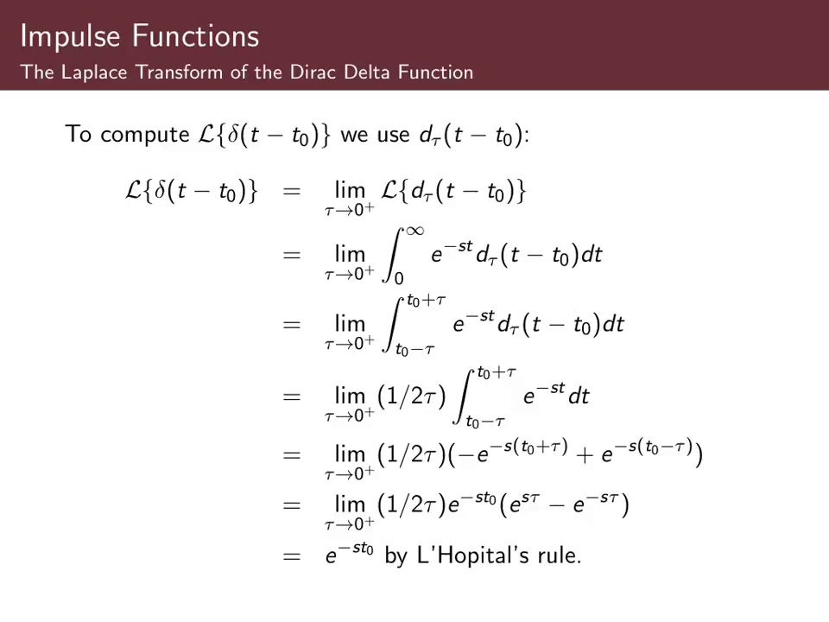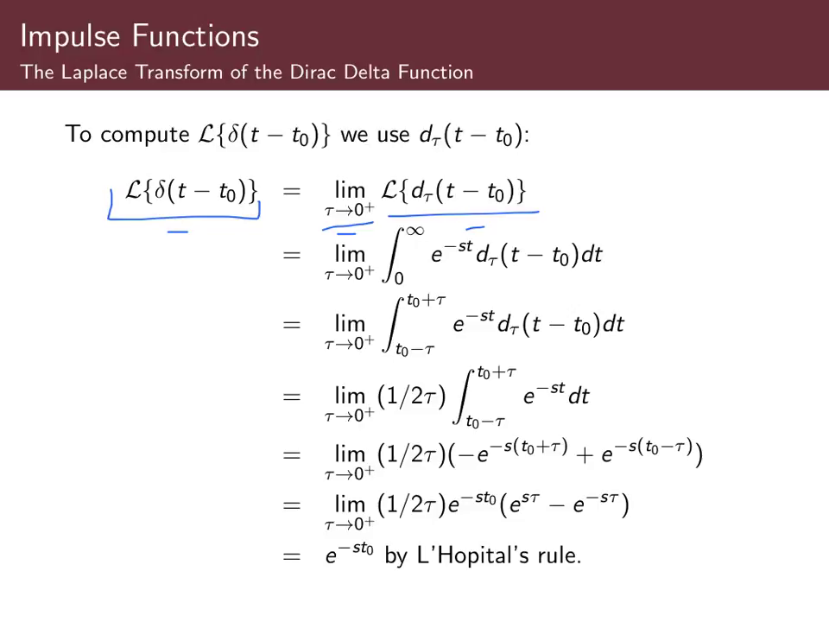we're going to do so through these limits of the functions with tau. So if we take the Laplace transform of the Dirac delta function centered at t naught, we really are going to take the limit as tau goes to 0 of the Laplace transform of that d tau function.